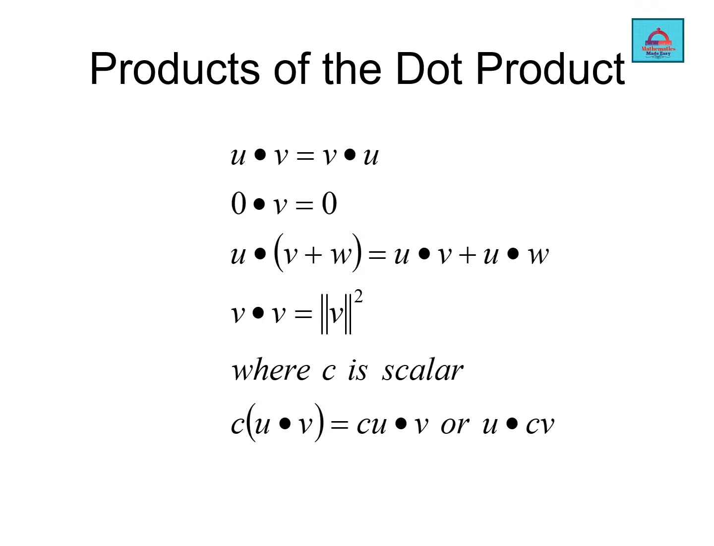Let's look at some properties of the dot product. These are very simple properties, some of which you already know. The first property says u dot v is equal to v dot u. What is the name of the property? Here the order is changed, but the result is the same. So this is called the commutative property of the dot product. If you change the order, the result of the dot product does not change.